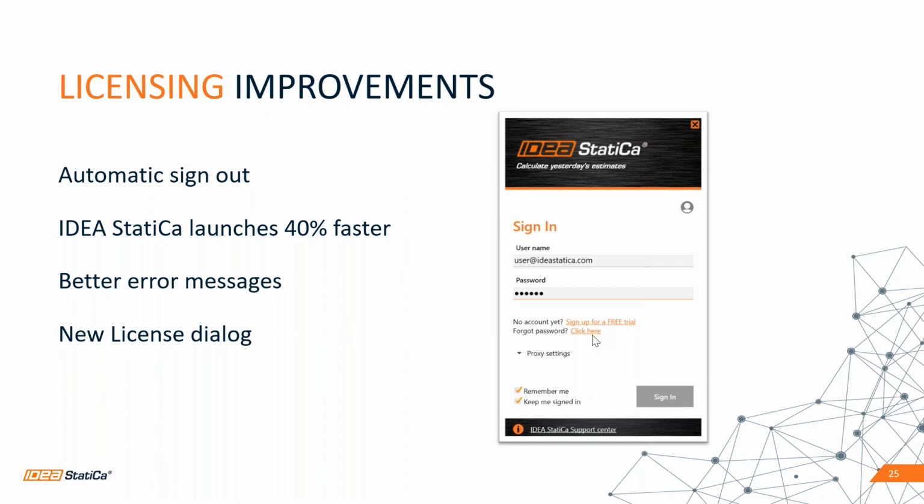As you see, we have also added the link for forgotten password here, so you can find it easily from this dialog as well. Another piece of good news is that we have sped up the IDEA StatiCa start by approximately 30% thanks to the optimization of the communication between the application and the server. We have also improved the warning messages coming from the licensing. So that's all about the licensing.